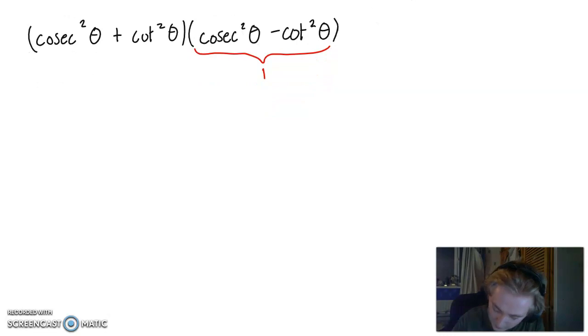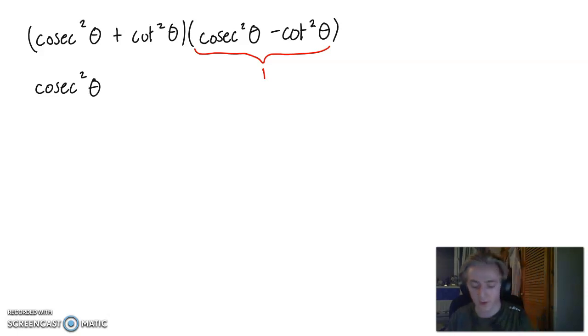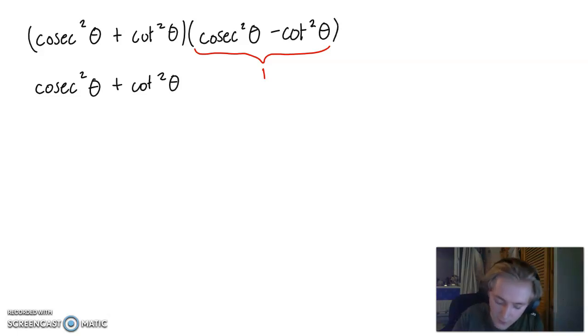So, if we now move on, just on the left hand side, we'll only have this bracket. So just cosec squared theta add cot squared theta. Yeah? Do you have any questions so far? You're alright? Yeah? Alright.